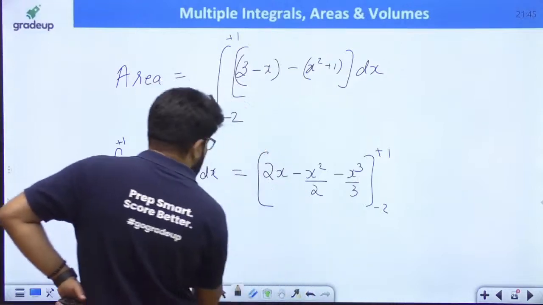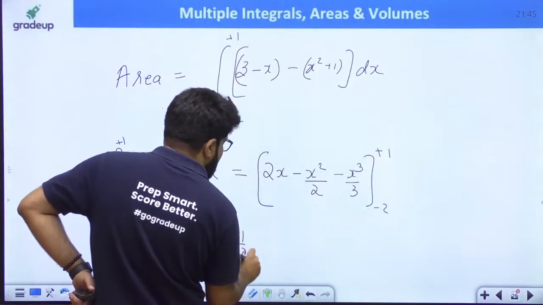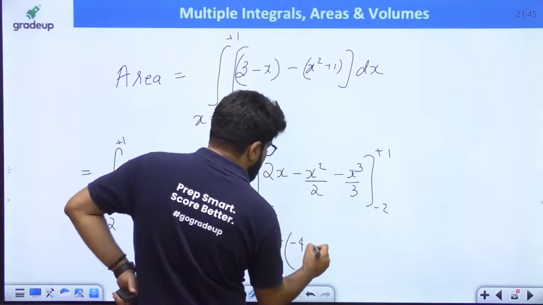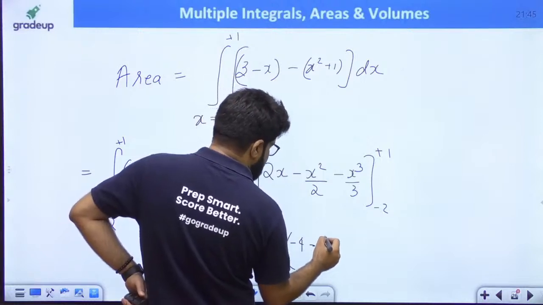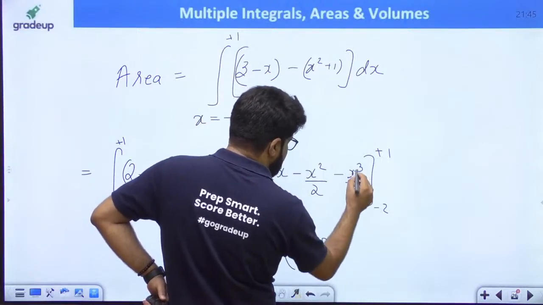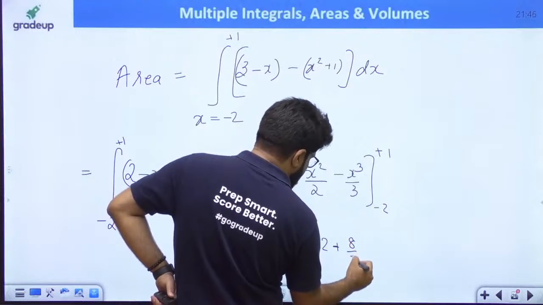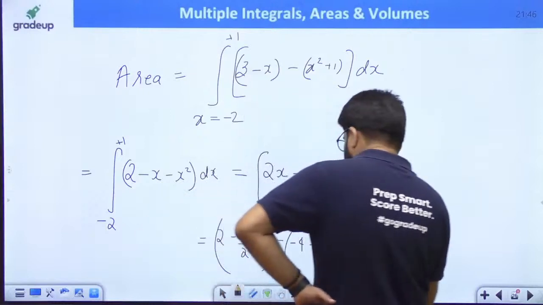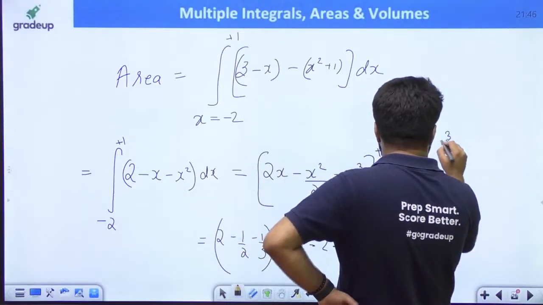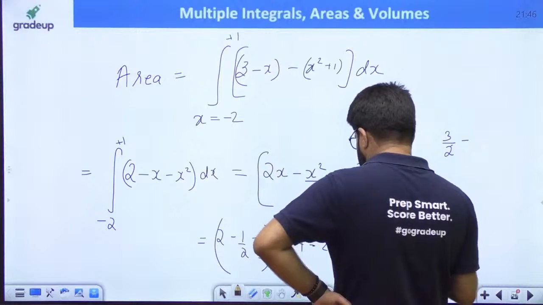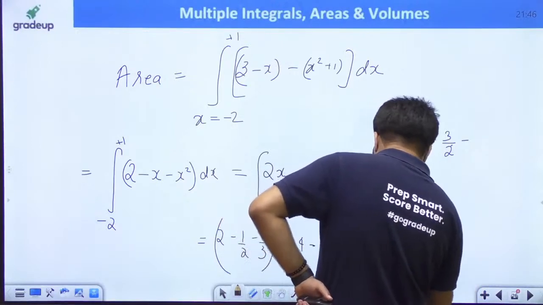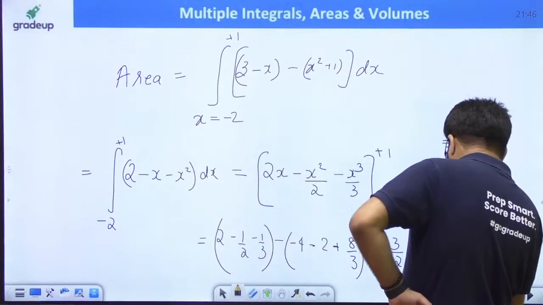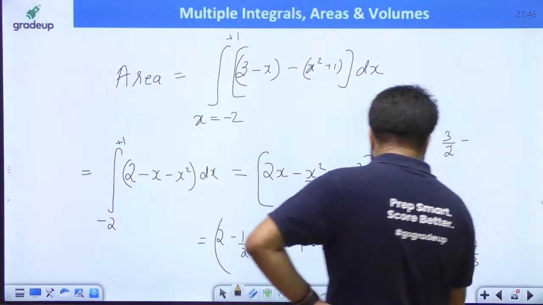The upper limit gives 2 minus half minus 1/3. The lower limit will be 2 into minus 2, that is minus 4, minus 2 square by 2, that is minus 2, and minus 2 cube by 3 will become 8 by 3. This is equal to 2 minus half, 3 by 2, minus 1 by 3, minus 6, and minus minus becomes plus 6 minus 8 by 3.